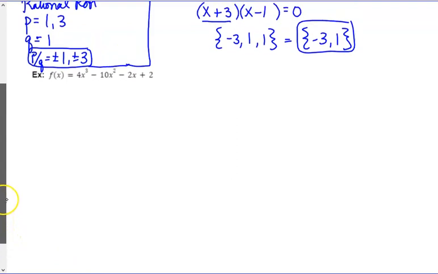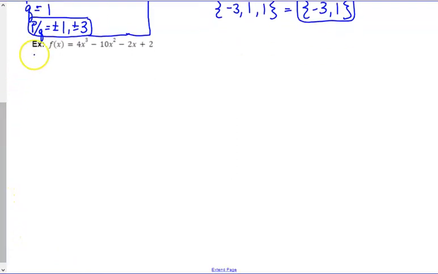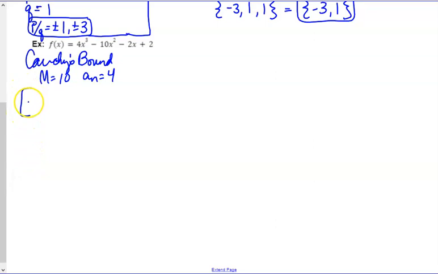So let's do the exact same thing with this polynomial. Let's start with Cauchy's bound, where I need M and a sub n. So M is the highest number here. That is a 10. A sub n is that leading coefficient, which is 4. So our interval becomes negative 10 over 4 minus 1, and then I end up doing 10 over the absolute value of that, which is 4 plus 1.